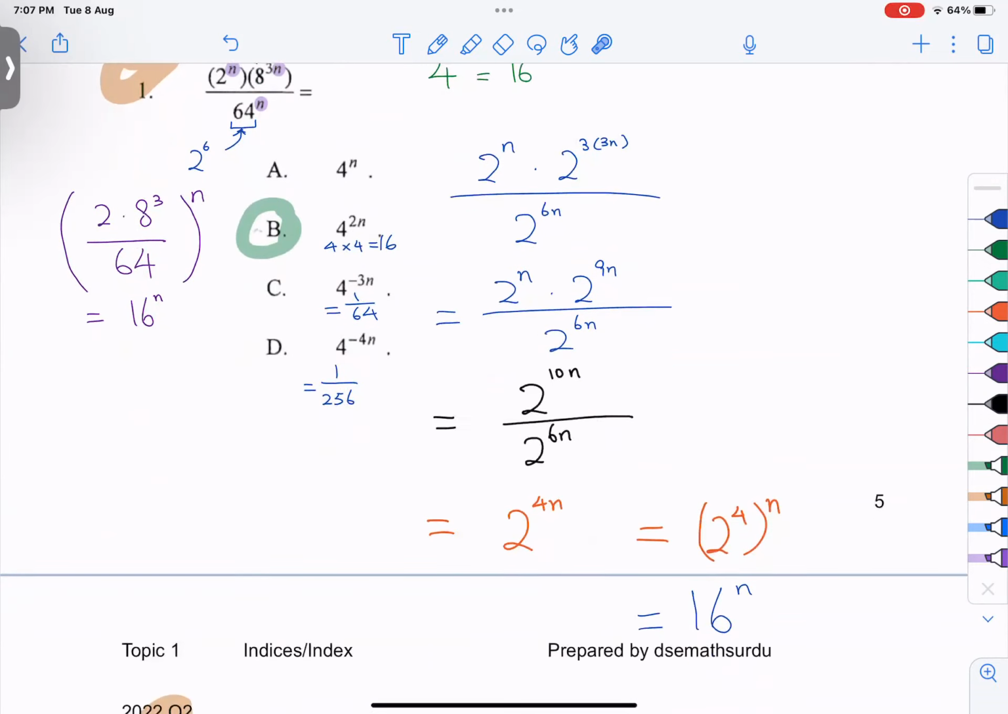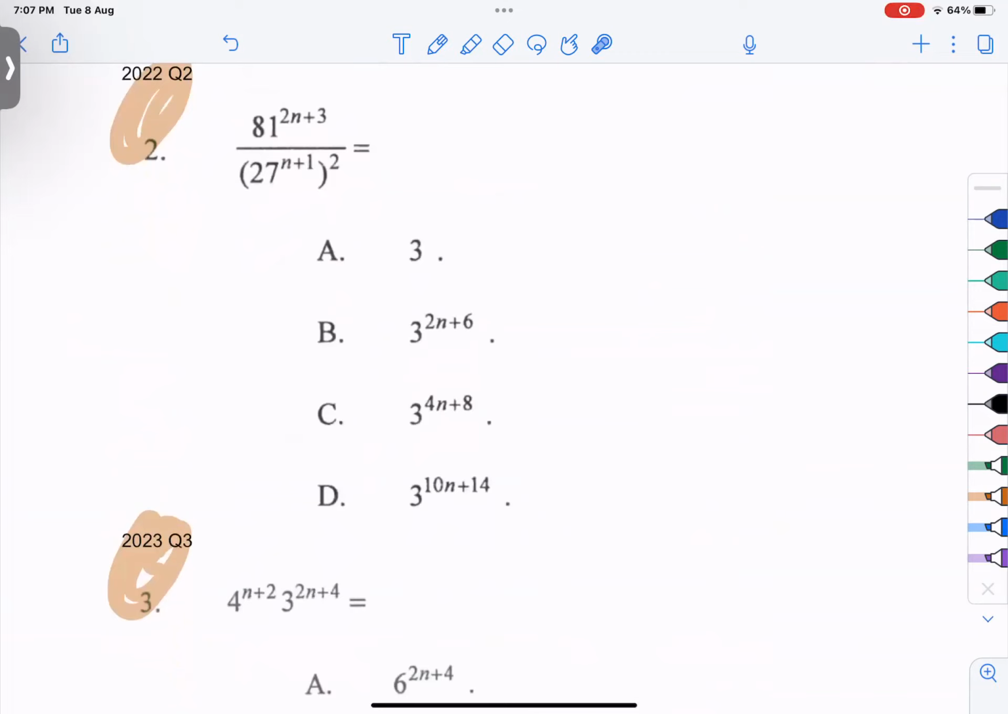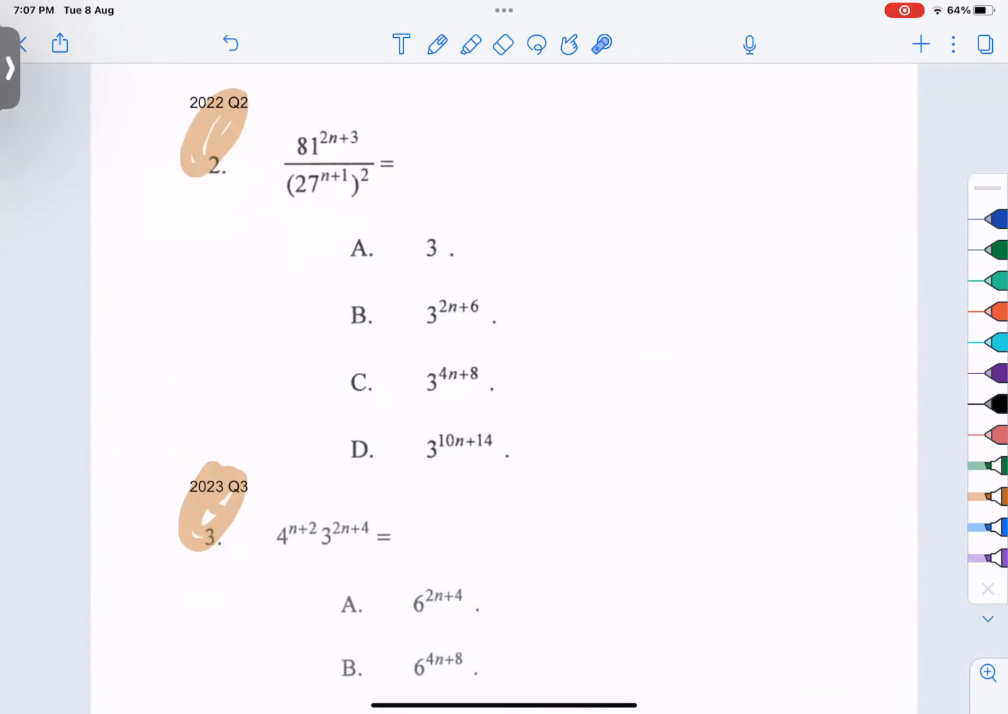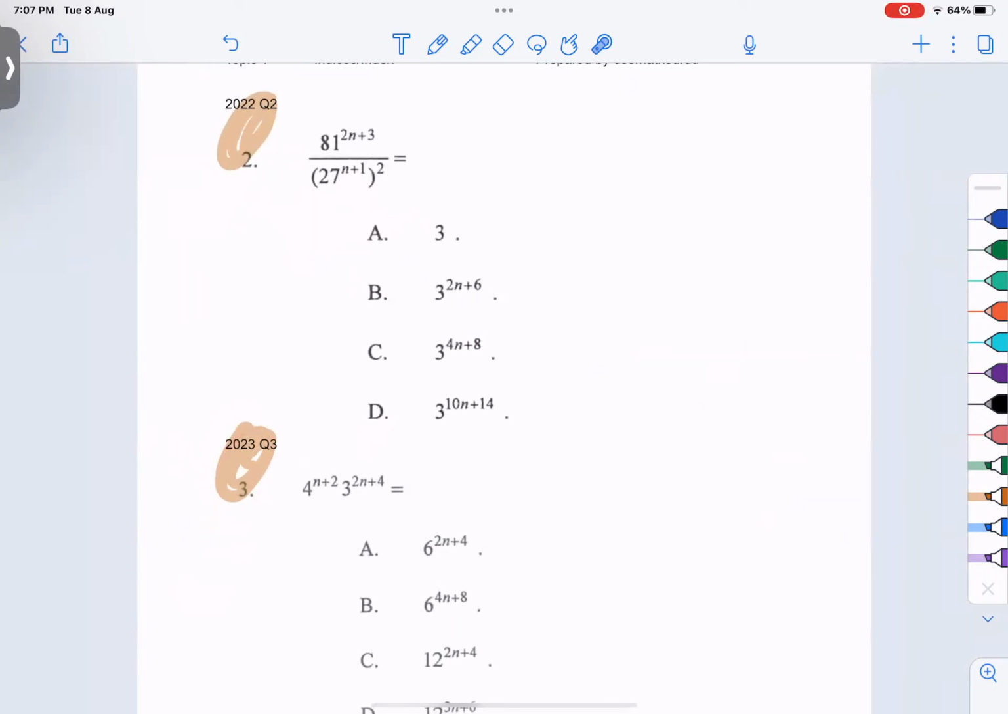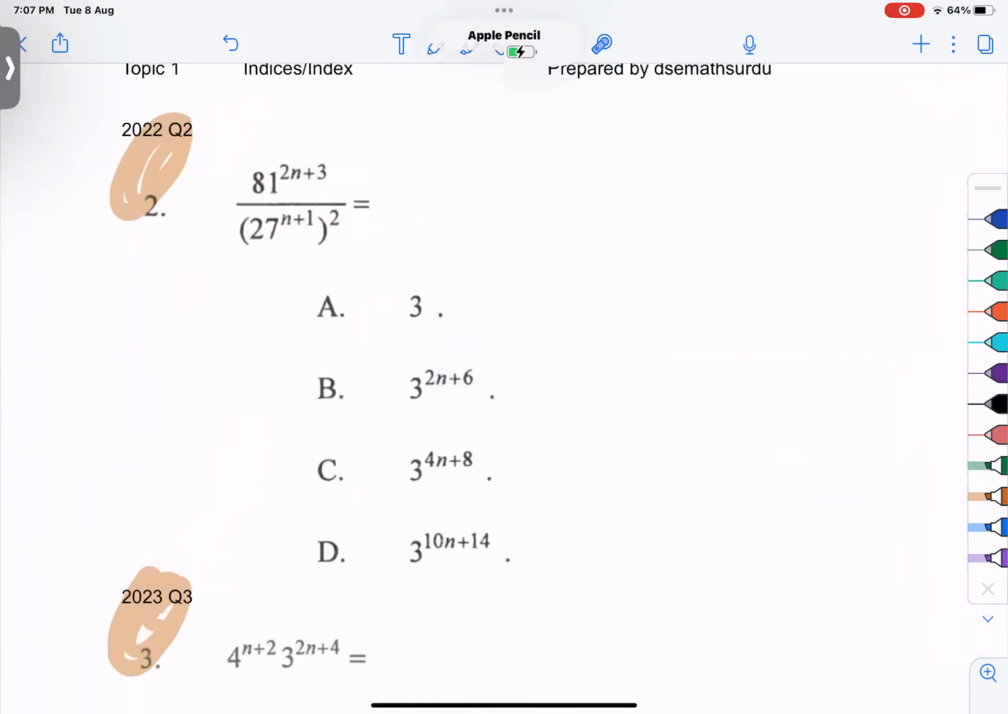These are hard. Okay, 2 more questions. Can you guys try to do on your own first? 2023 is easier than 2022. Still, it's hard, of course. Try to do it. I'll give you 2 minutes. 2 minutes will be more than enough.